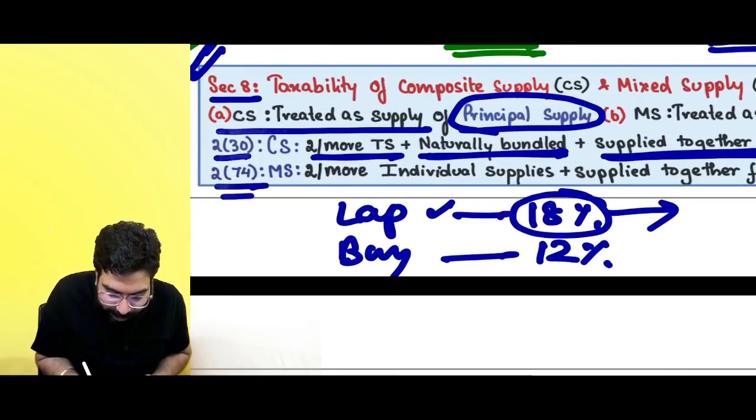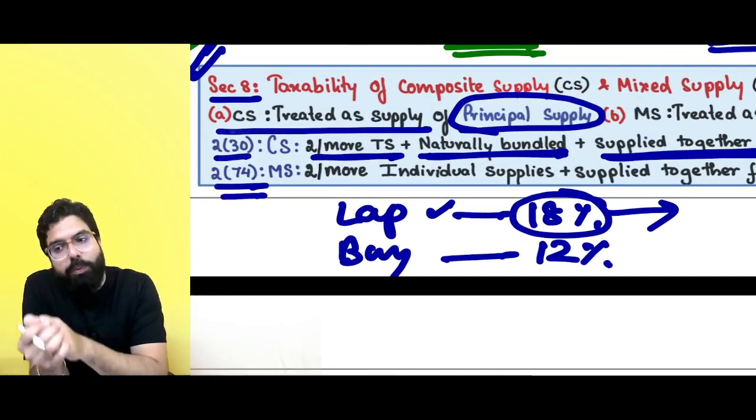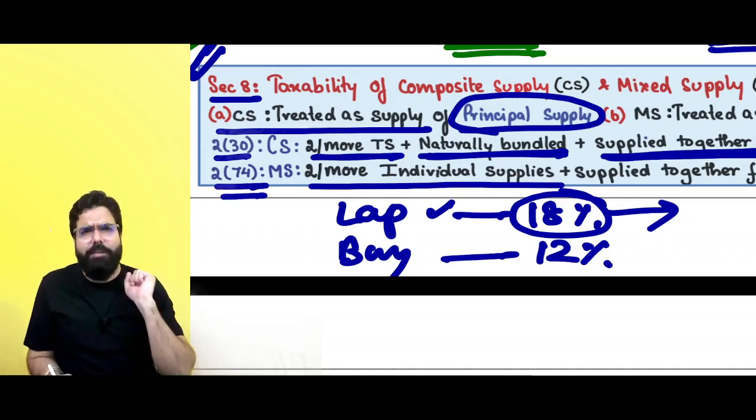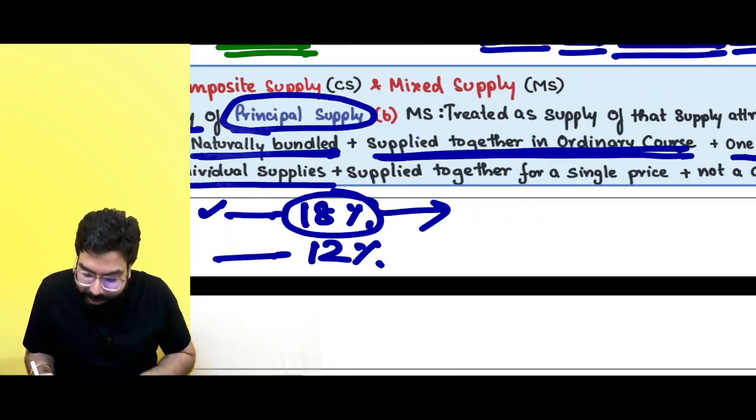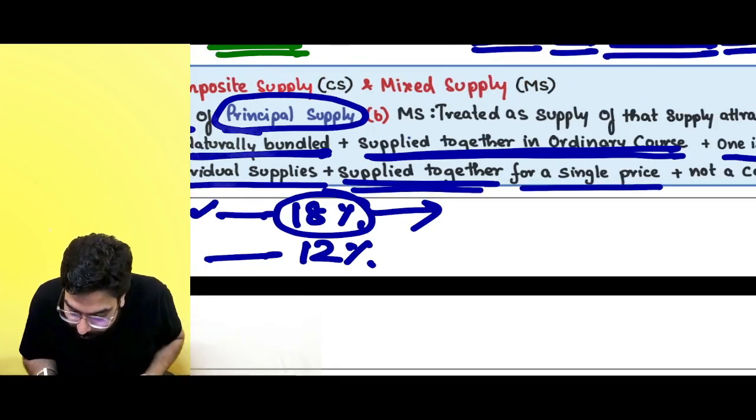Then we have mixed supply. The definition of mixed supply is given in section 2 clause 74, which says mixed supply means two or more individual supplies. Individual supplies need not be taxable supplies. Okay, and it is supplied together. It is supplied together for a single price.